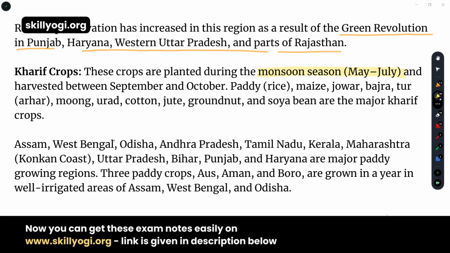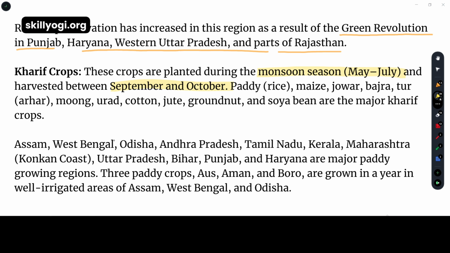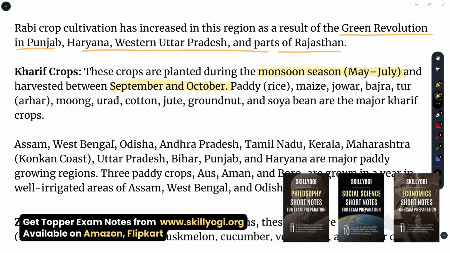It is sown from the month of May to July, and it's harvested between September to October. There is a difference between Rabi crop and Kharif crop, and it's a very important question for class 10. I will give you some points also after reading the full part.